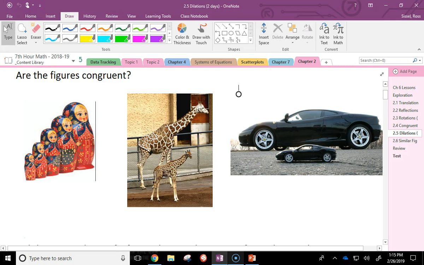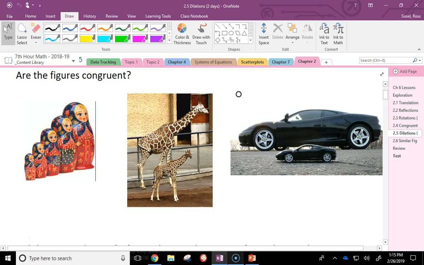Blake? No, because they're smaller than each other. And what does that matter? That they're different. Okay, so what does it mean to be congruent? Exactly the same. So, Blake, you're right. These are not congruent. Different sizes. Because they look the same, but they're smaller.